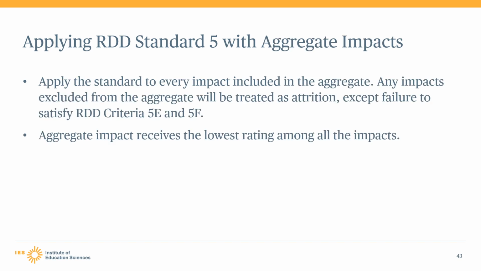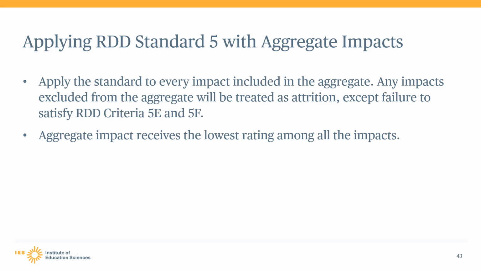However, when fuzzy RDDs report aggregate impacts, there are a few additional considerations needed when reviewers are assessing RDD Standard 5. Remember that aggregate impacts are defined as those that are calculated as weighted averages of impacts calculated separately for every combination of forcing variable, cutoff, and sample.